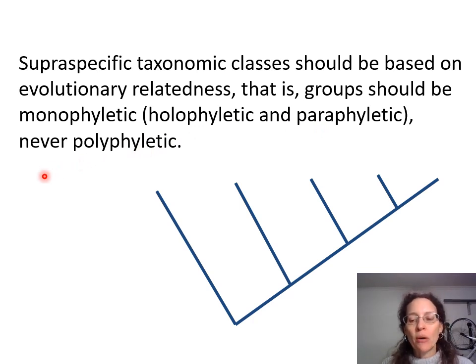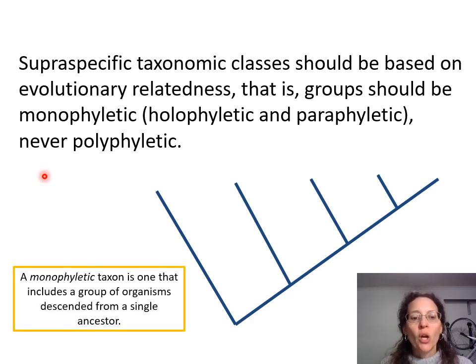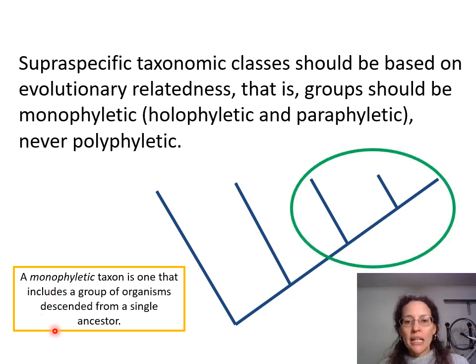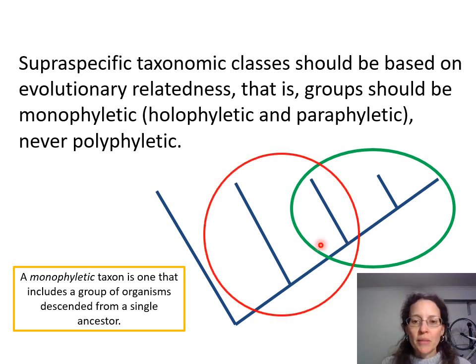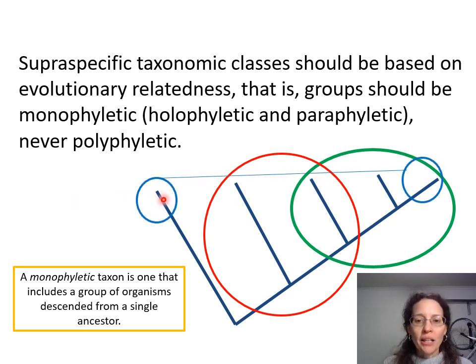So if we're talking about a group above species, say a family, then we want a group that's going to include all the organisms descended from a single ancestor. So we want, like we talked about on the previous slide, our holophyletic, right? We want something that's paraphyletic. We've got our ancestor and the species descended from that. We do not want it to be polyphyletic.